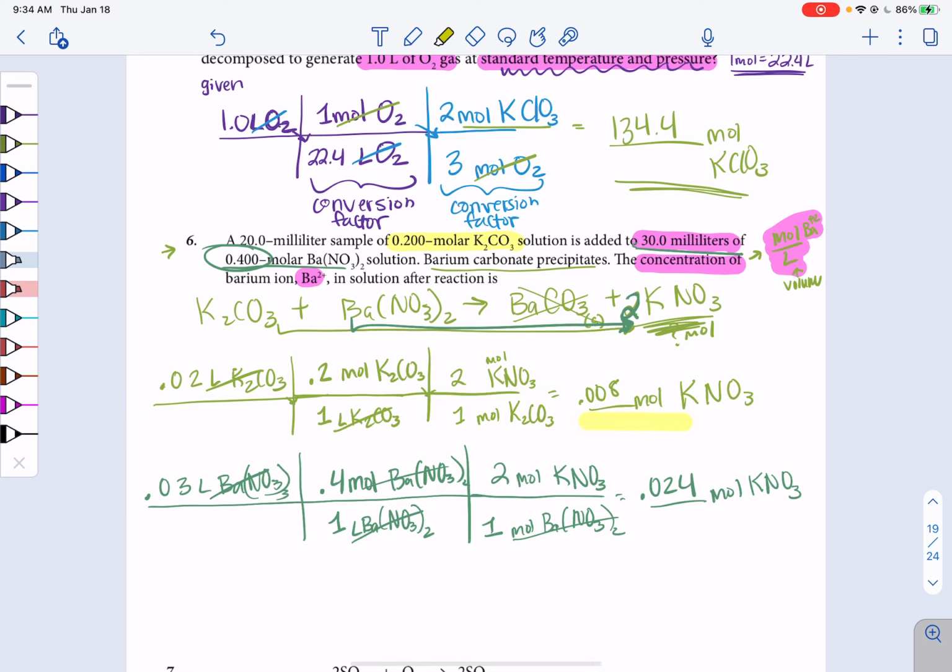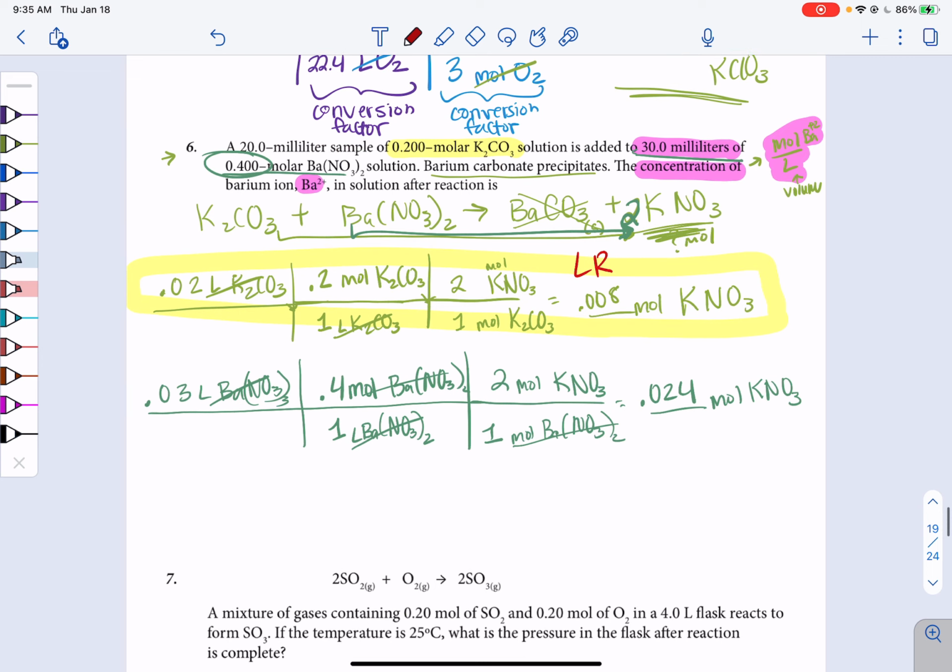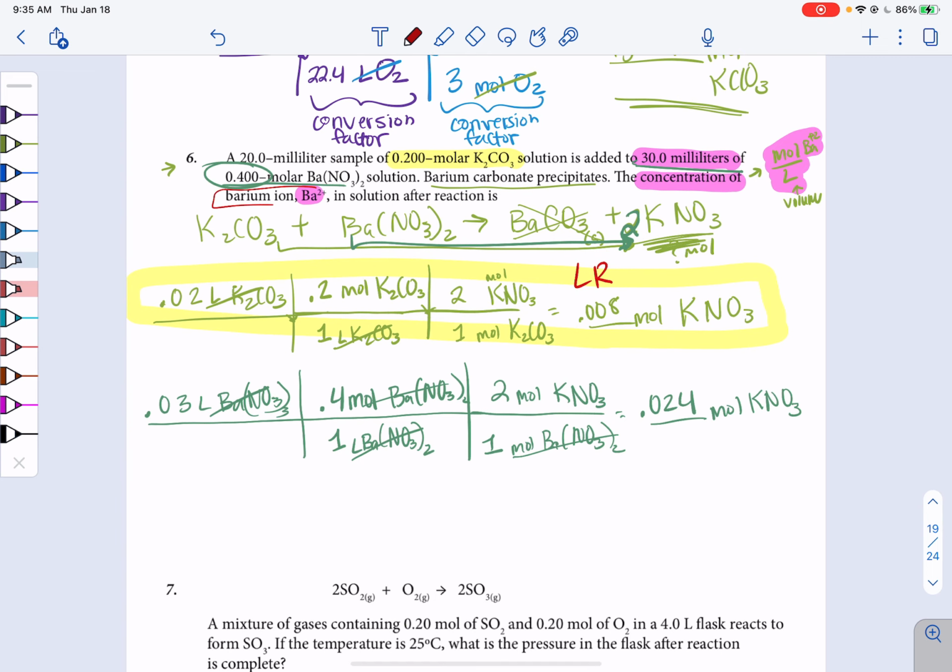So as you can tell, and we already knew this based off of the wording of the problem, you formed less potassium nitrate from this 0.2 molar potassium carbonate. So this one right here would be your limiting reactant, meaning that your barium is in excess. The whole problem right now is wanting to know how much excess.